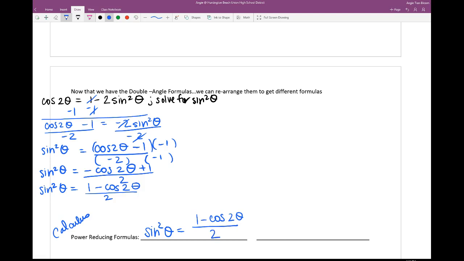Now we're going to keep on going further. So that's called a power reducing formula, and you only need to know this for calculus. That's why I'm bringing this up now. So I'm going to keep on going. From here, I will square root both sides, because I need a new formula for my regular pre-calc class, not calculus class.